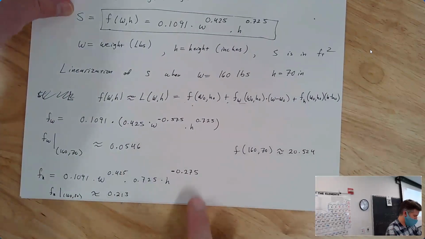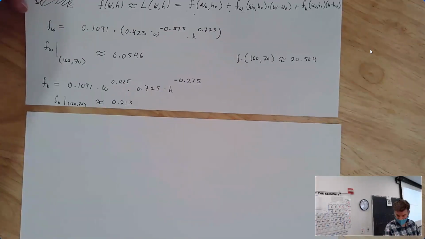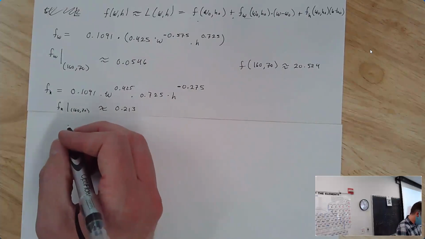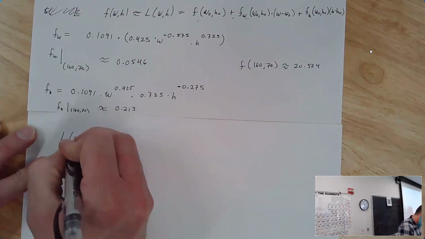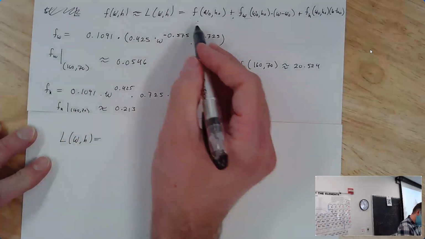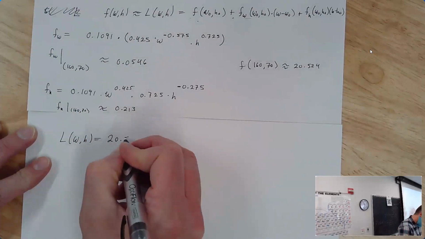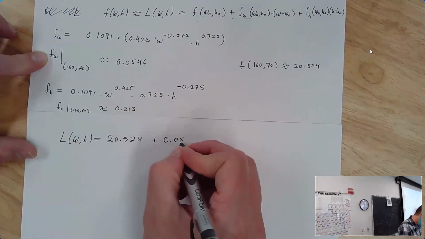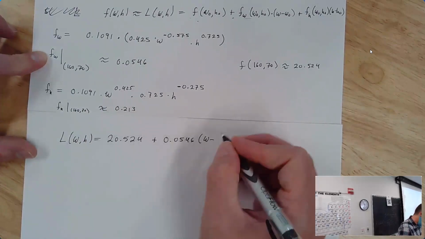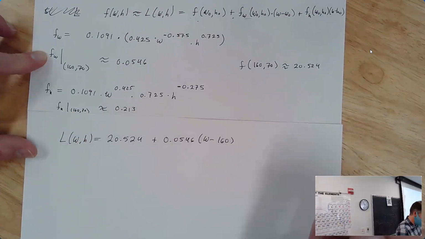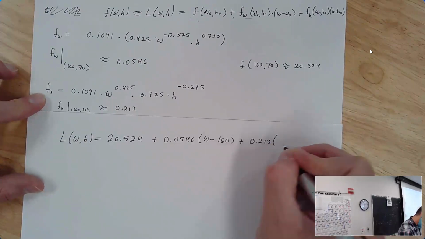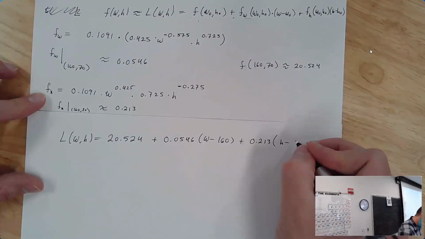But let's write it down on a new page. What time is it? Okay, we got 5 minutes. Definitely enough time to finish this, I think. So here's our linearization. It's that plus that times W minus the W value, which is 160 pounds, plus the partial with respect to H times H minus the H value, which was 70 inches.